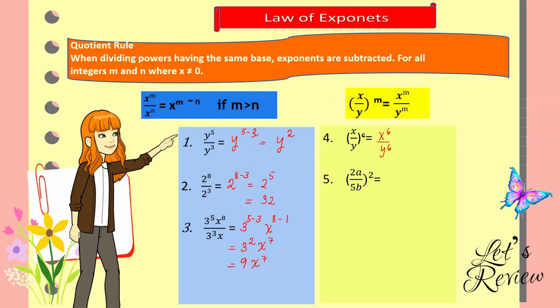Next, the quotient of 2a divided by 5b raised to the quantity squared. So, let us distribute the exponent 2 to the numerator. So, you have 2 squared and then a squared divided by 5 squared times b squared. Then, let us simplify: 2 squared is 4, and then a squared, divided by 5 squared is 25, and then b squared. This is for number 5.